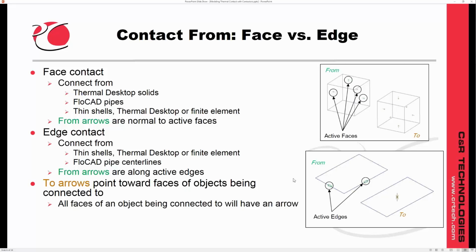For edge contact, you can use thin shells, either thermal desktop or finite element, or FlowCAD pipe center lines, which is a very convenient method to hook up FlowCAD pipes. There, the from arrows are going to be shown along the edge that's active. So you'll notice that just two edges here are active. Any object that we're connecting to will have arrows pointing inward towards all the faces of that object. So you don't actually choose which sides are active for the two objects. It's just going to find the closest.